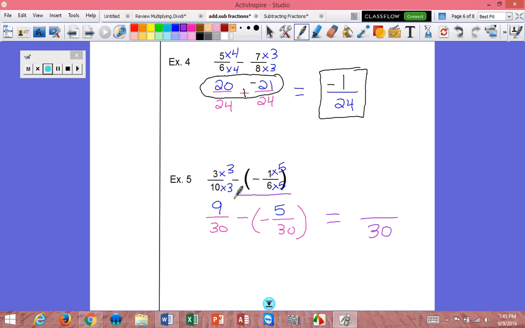And now in the numerator, I have 9 minus a negative 5. So we're going to add the opposite. So we're going to add a positive 5. 9 plus 5 is 14. And this can be reduced. Both of these numbers can be divided by 2. And we get 7 over 15.